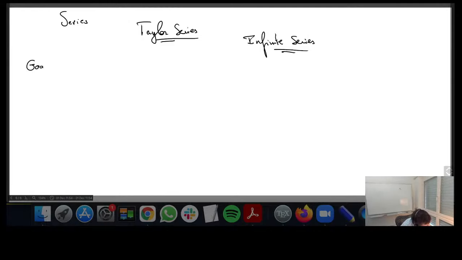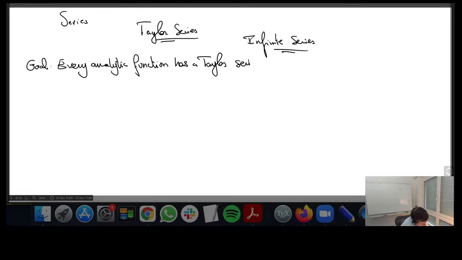So the goal will be to show that every analytic function has a Taylor series, and this is a very powerful result. The Taylor series will be defined in a certain domain of convergence that we'll understand. But before we talk about series, we need to start by talking about sequences. There'll be a little bit of housekeeping to do: sequences of analytic functions.